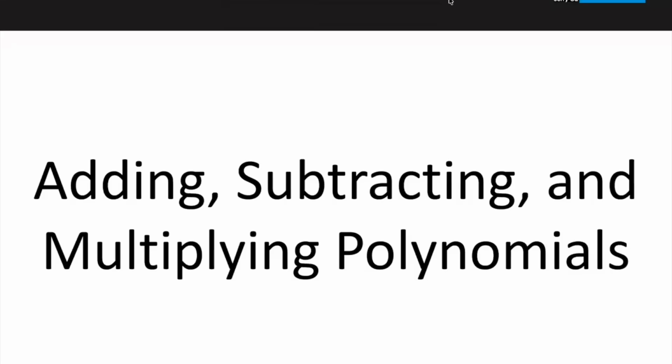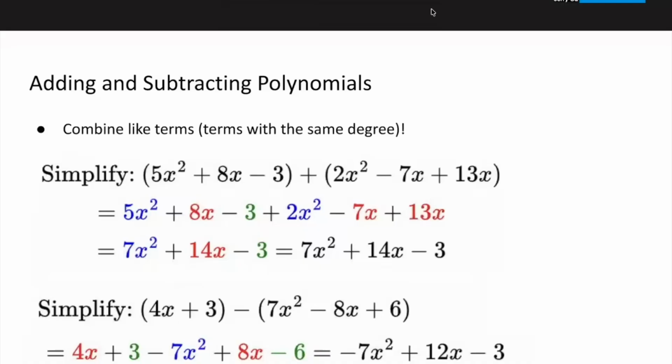Now let's talk a bit about adding, subtracting, and multiplying polynomials. It's important to combine like terms when you add or subtract polynomials. So I've labeled terms of the same degree in the same color. After combining, for the first one right here, you'll get 7x squared plus 14x minus 3. Similarly, if you combine like terms for the second expression, you'll get negative 7x squared plus 12x minus 3.